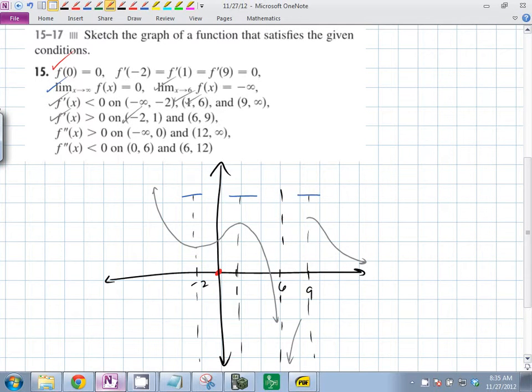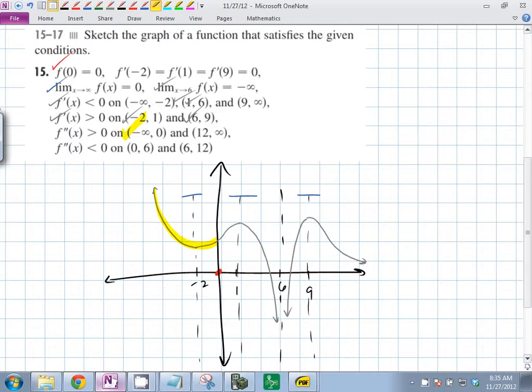And we know it's increasing from 6 to 9. Oh, look. So it's going to go like this. 6 to 9. Now, what do the last two lines talk about? The second derivative tells you about what? Concavity. So it's concave up from negative infinity to 0. So does it already look like it's concave up there? I think I already made it kind of concave up there. That's good. So we took care of that.